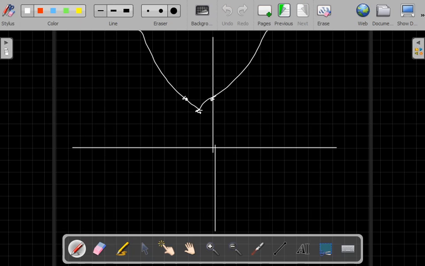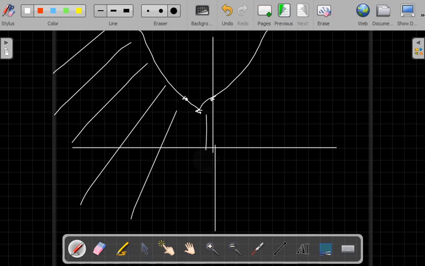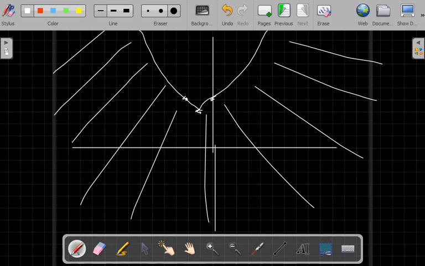So the origin lies outside of the parabola. So this means all of these points outside of the parabola are true. So you want to shade in everything outside of the parabola. And everything that's inside the parabola would not make the statement true.